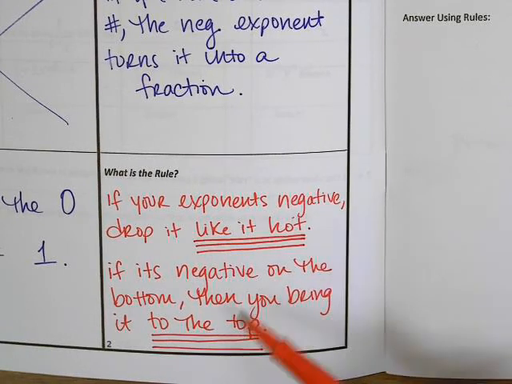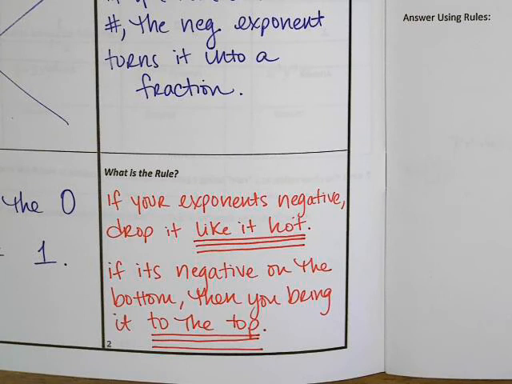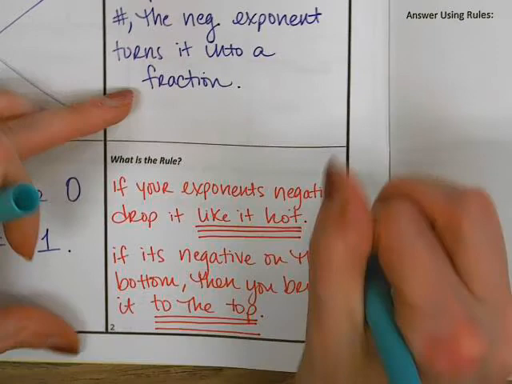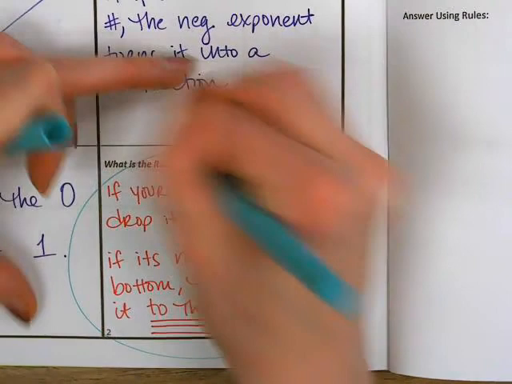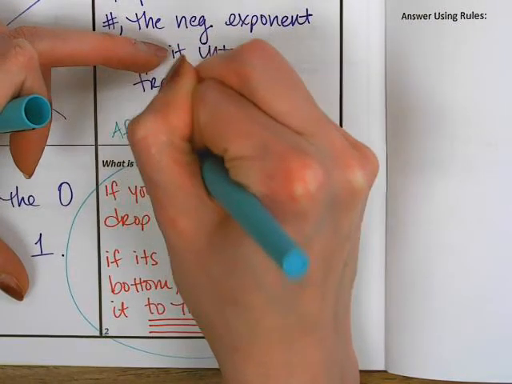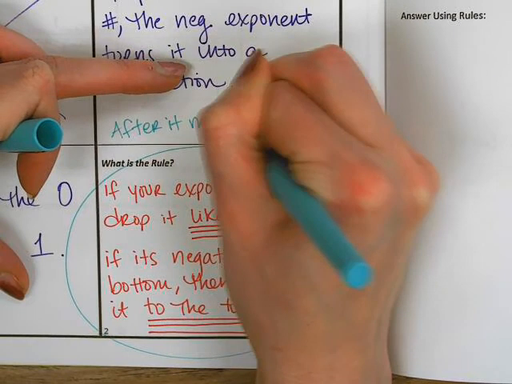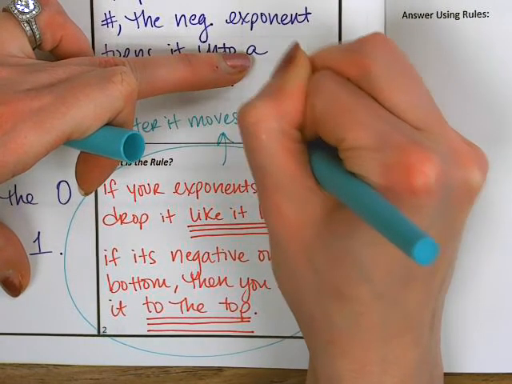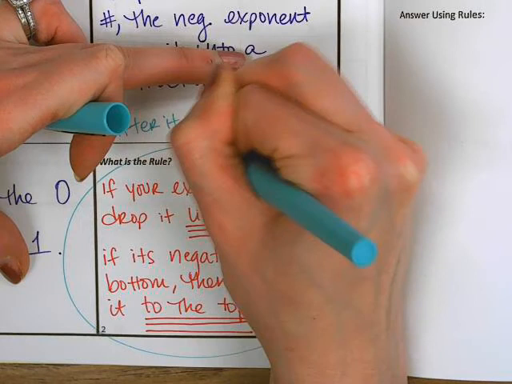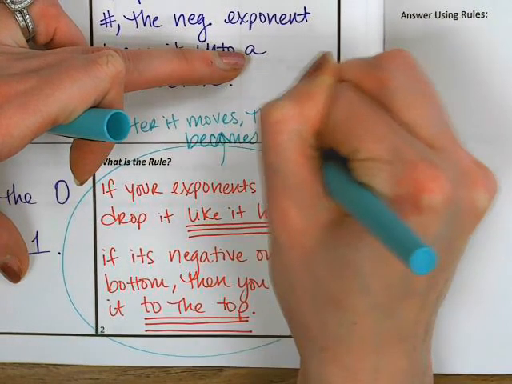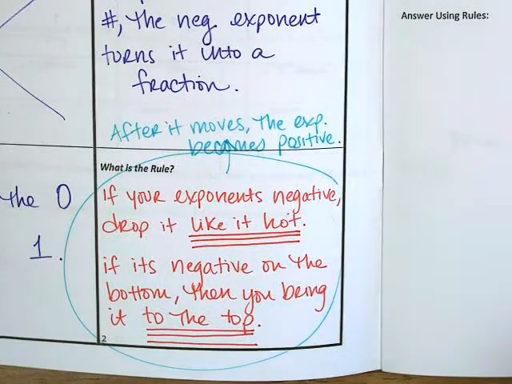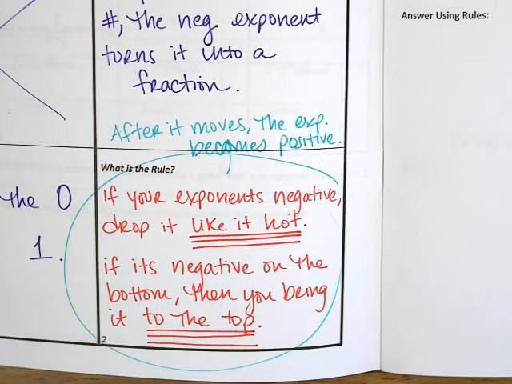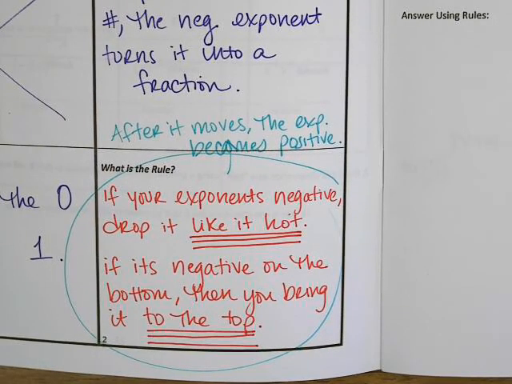Now, when you move it, it becomes positive. Okay, so let's write that down too. So you do this, and then let's say after it moves, the exponent becomes positive. Okay, let's do some examples to make sure that that made sense. So flip the page over, and here we go.